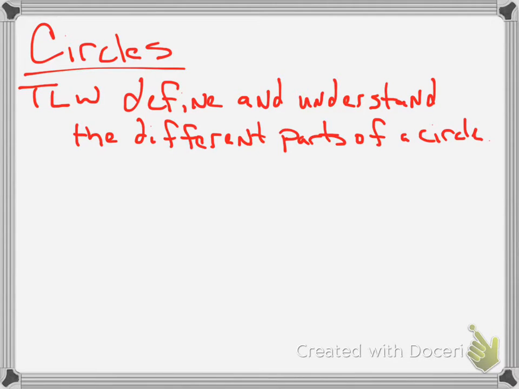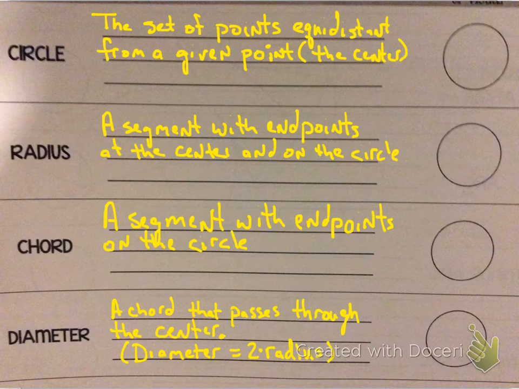Alright guys, this one's going to be hopefully mostly short, mostly easy, mainly definitions, but we are going to look at circles. So today you will define and understand the different parts of a circle. Yes, there is more than just the circle, the center, the radius, and the diameter. So let's look at this first. Let me give you the first few definitions.